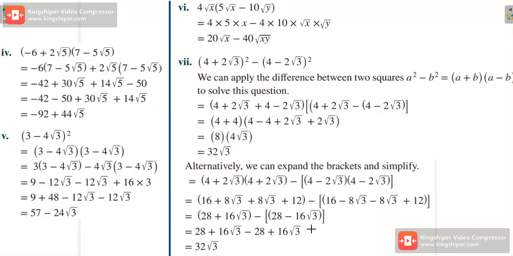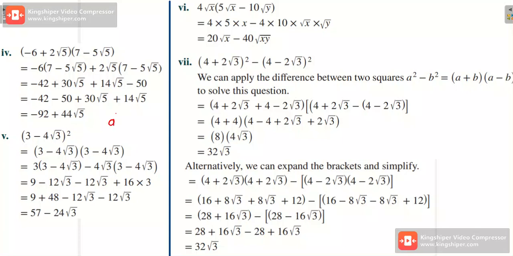Now, there are more examples to solve, but I'm going to leave some for you to try hands on. So let's look at the fifth one. This one is 3 minus 4 root 3, all squared.